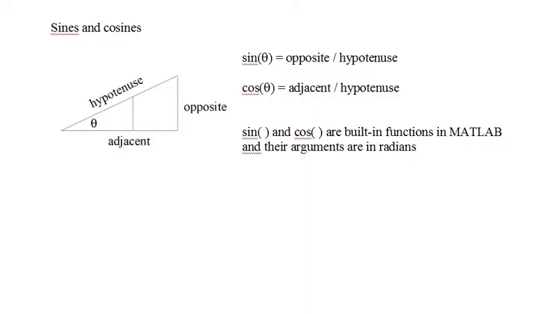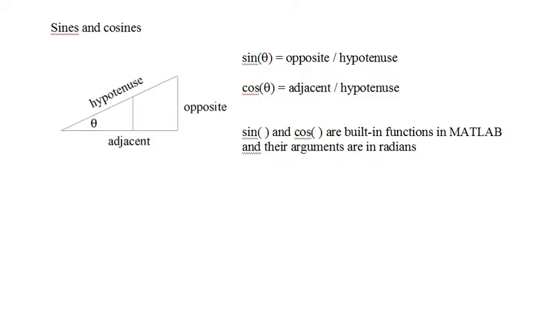Now we have a very brief trig refresher. Given a right triangle with an included angle theta, the sine of theta is defined as the ratio of the lengths of the opposite side of the triangle and the hypotenuse. The cosine is defined as the ratio between the lengths of the adjacent side and the hypotenuse.